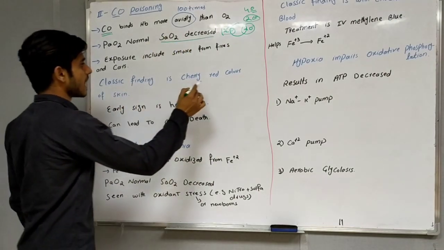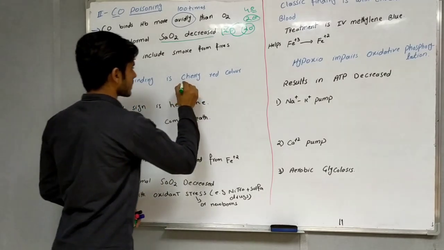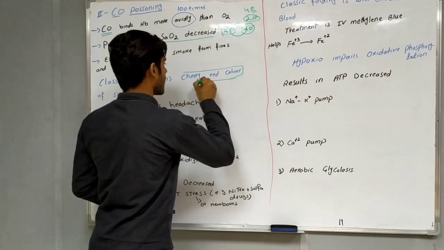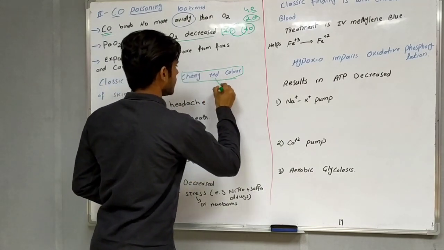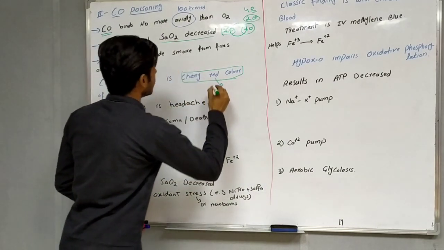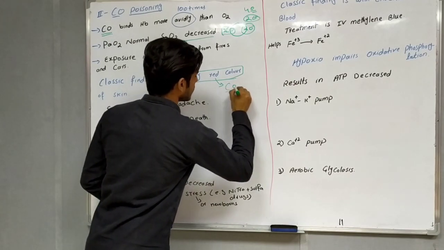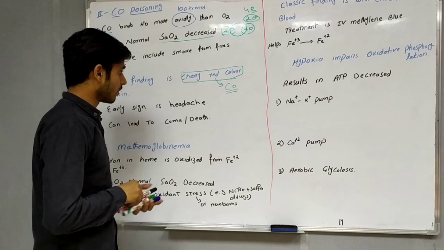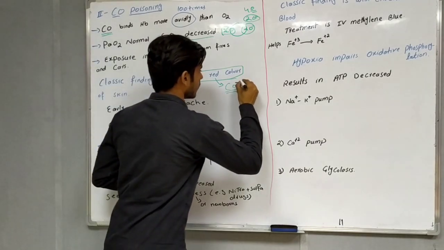Next, how can we find this? The classical sign is cherry red color of the skin. Why this cherry red color of skin? Because there is carbon monoxide in the blood, and this carbon monoxide will show reflection.